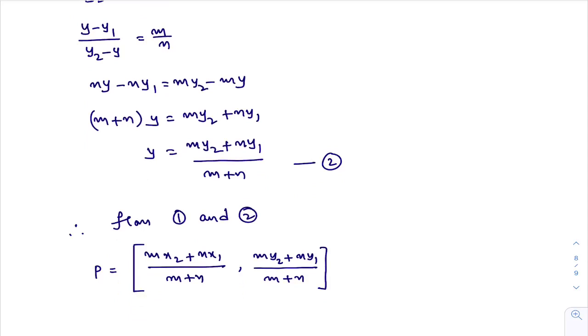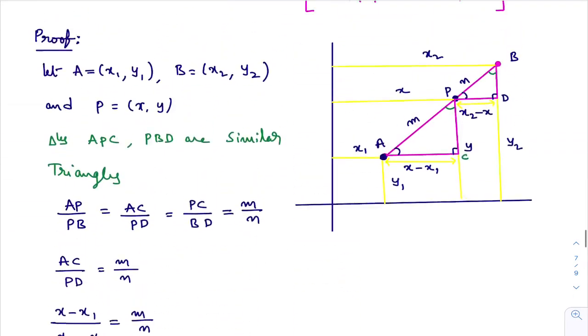From 1 and 2, what is P actually? P is x comma y. So here I got that x is (mx2 plus nx1) divided by (m plus n), and y is (my2 plus ny1) divided by (m plus n). I hope you understand this section formula derivation.